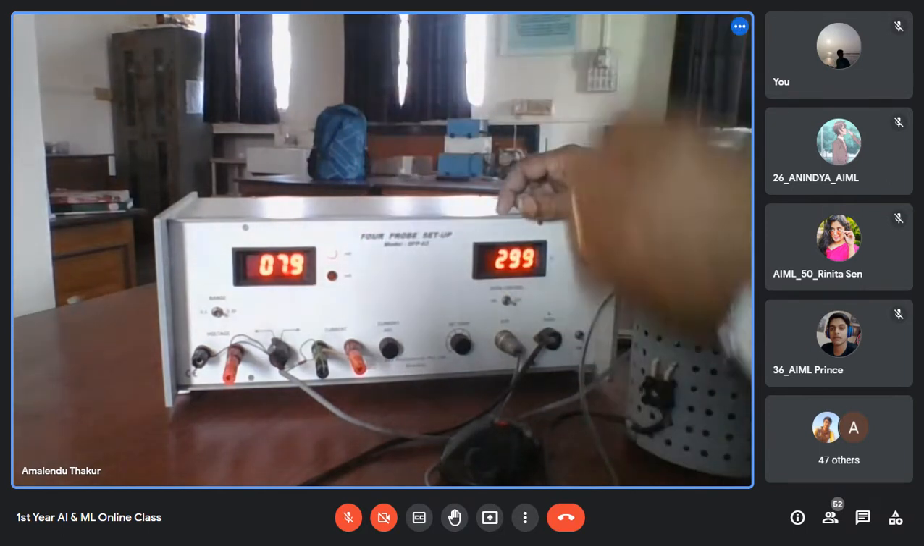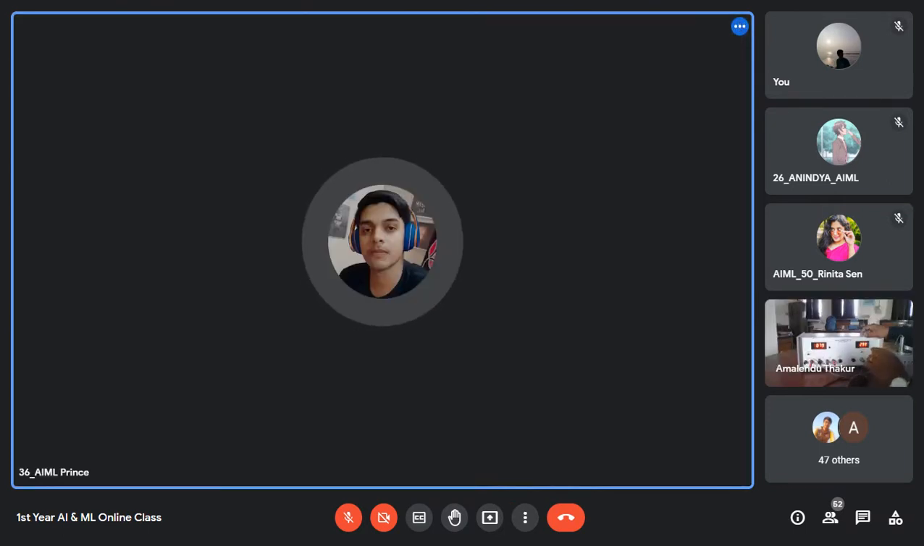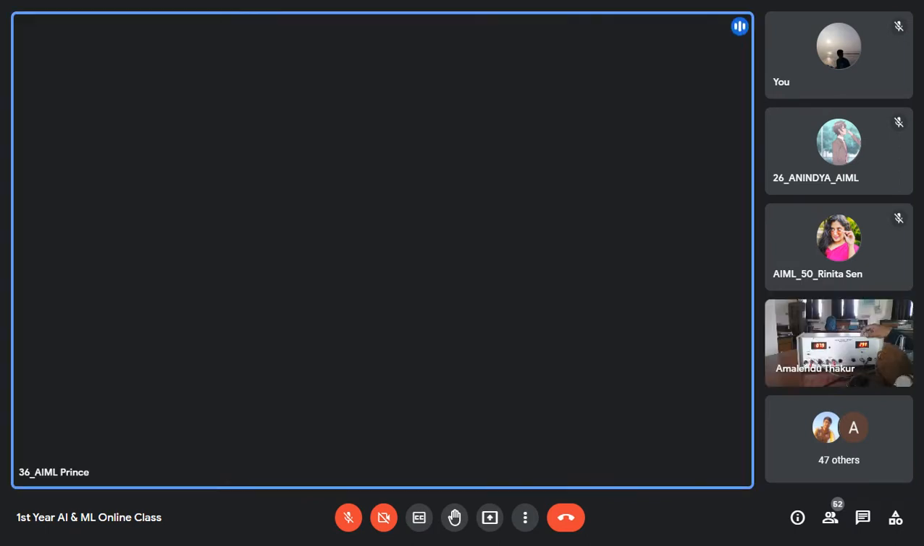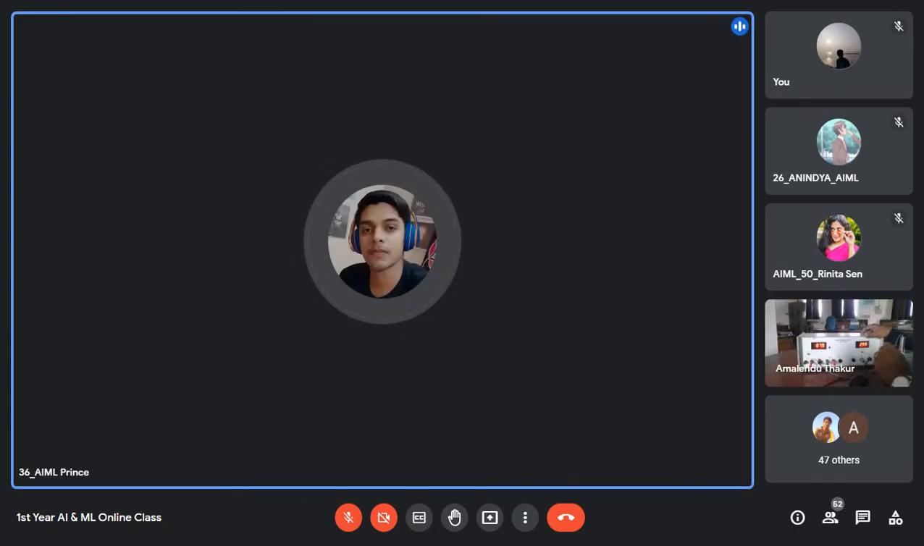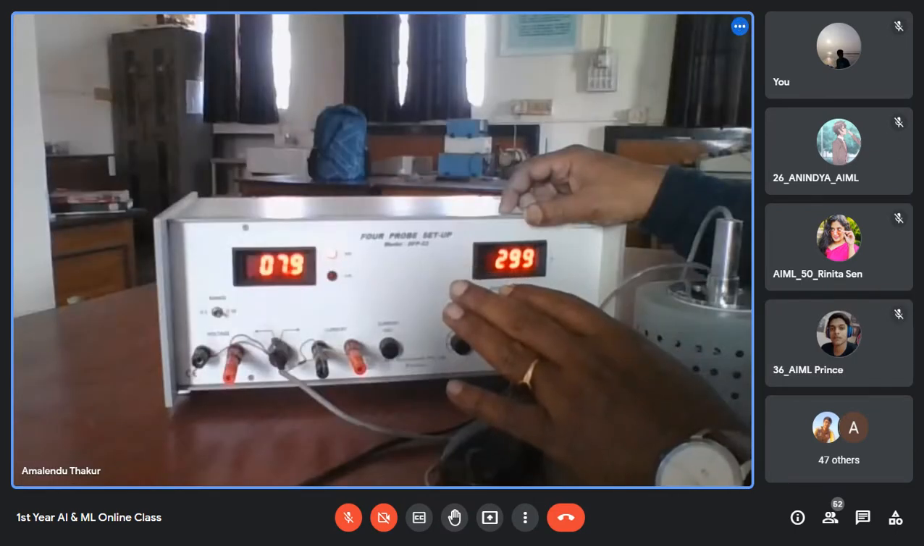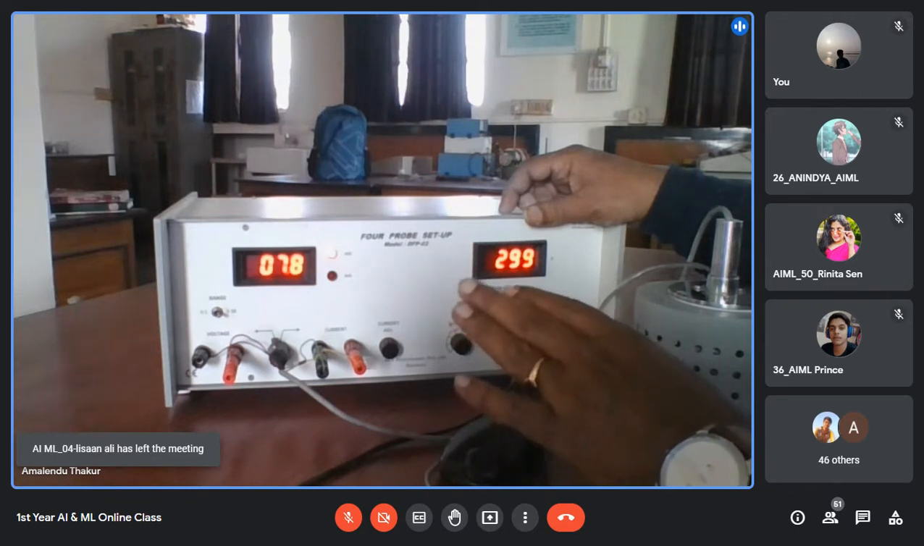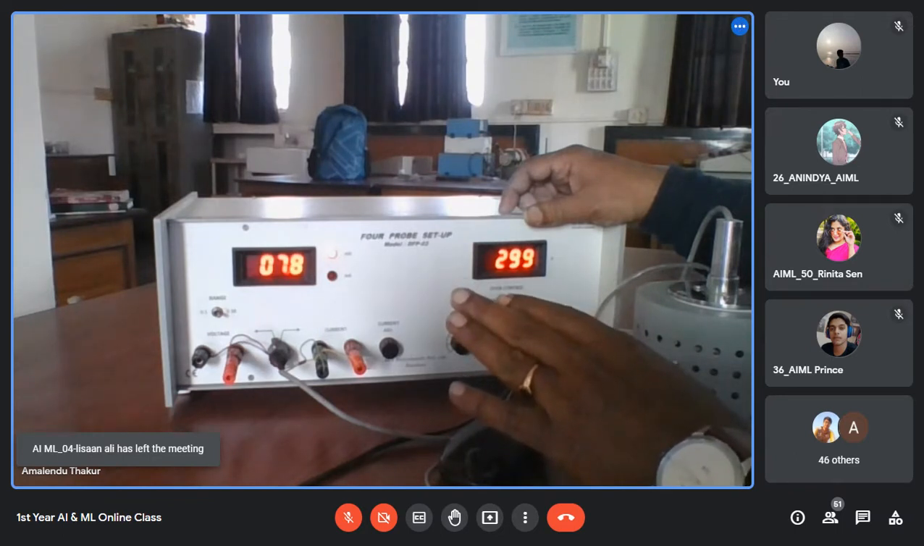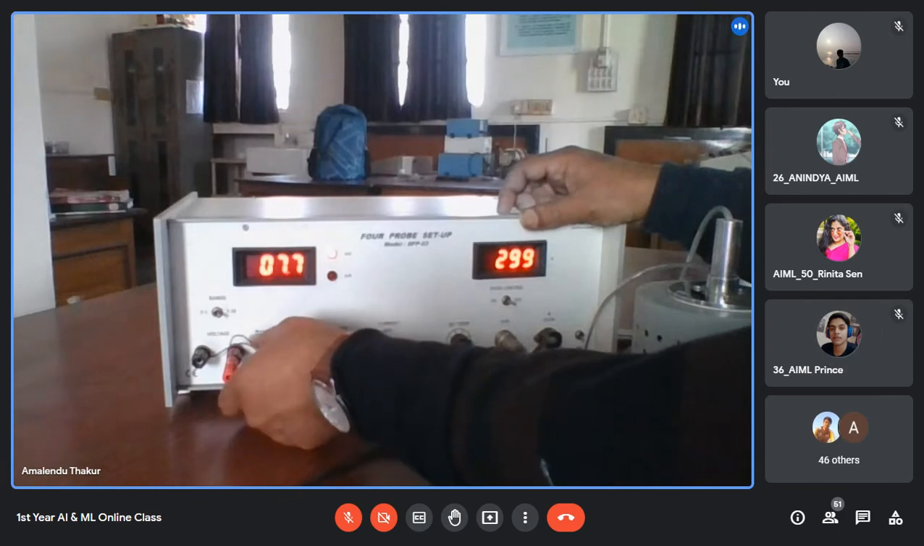Okay, sir, which reading we will write? Temperature, current, and voltage. These three only. At first we supply a particular current to the semiconductor. Suppose here it is 1 milliampere. Okay, now we turn the knob towards the voltage.